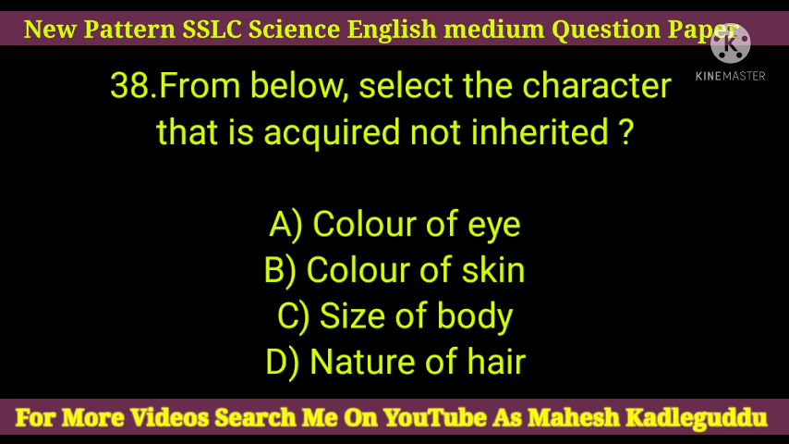Move on to 38th question. From below, select the character that is acquired, not inherited. Options: color of eye, color of skin, size of body, nature of hair. The character that is acquired, not inherited, is size of the body. Size of the body is the right answer.